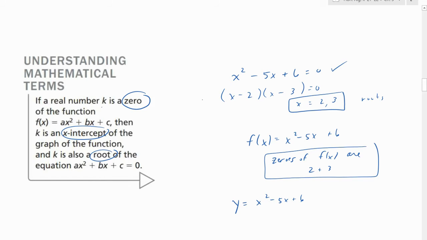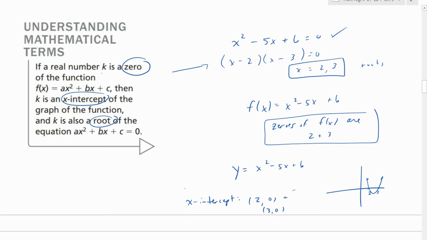And then had you graphed it, and you thought about how it factored down to this, it's a parabola, and it would have crossed the x-axis at 2 and 3. Then the x-intercepts would be at (2, 0) and (3, 0). It's all the same work. It just all depends on how the question's asked, is what they're getting at.